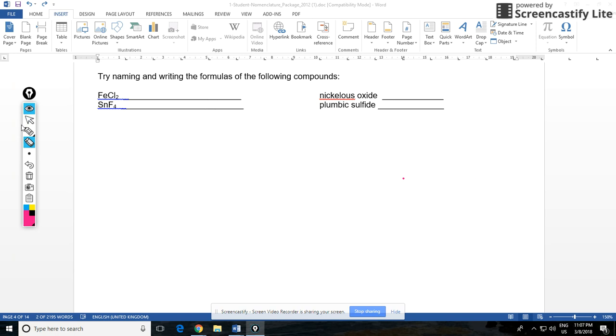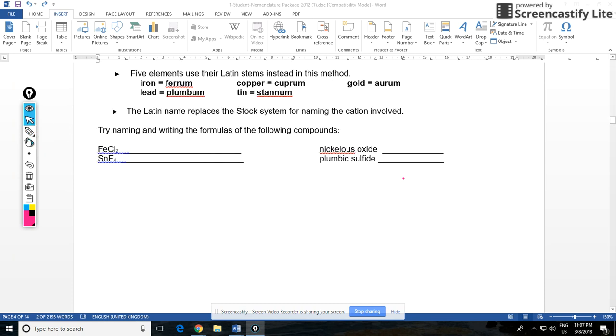So for example, iron will not be ironic. It will not be ironous. Rather, we're going to employ the Latin name ferrum. Now you can see where the Fe comes from in iron. It comes from ferrum. Now you can see where the Au comes from in gold. It comes from aurum.